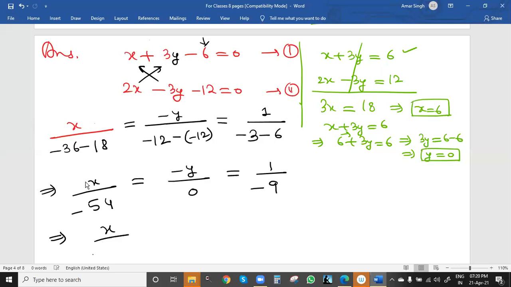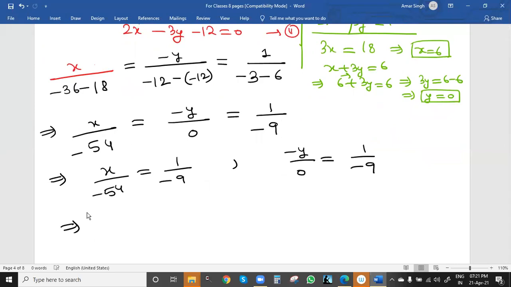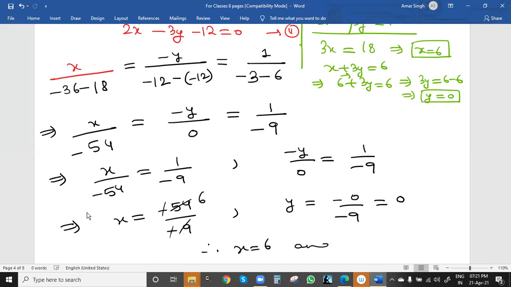So x by minus 54 equals 1 by minus 9, comma, minus y by 0 equals 1 by minus 9. So we'll do cross multiplication to get the final values of x and y. The minus signs cancel, and this becomes minus 54 by minus 9, and here for y, the minus signs cancel, but we can write minus 0 by minus 9, or simply write 0. Here the minus signs cancel, and 9 sixes are 54. Hence we can say x equals 6 and y equals 0.